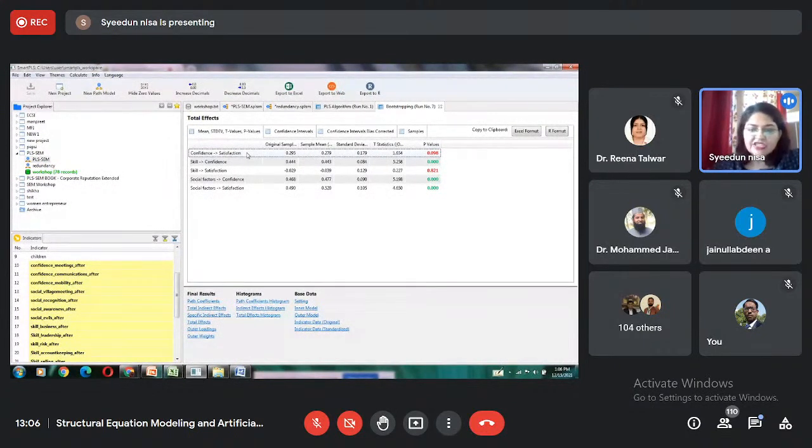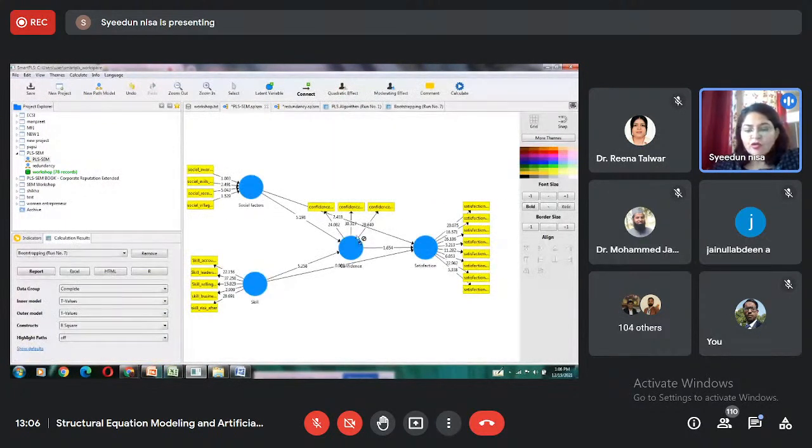So complete mediation is achieved here, which means that skill is only increasing confidence, and confidence is increasing satisfaction. Similarly, social factors are increasing confidence, and confidence is increasing satisfaction. There is no direct relationship. Skill does not have a direct relationship with satisfaction. And social factors also do not have a direct relationship with satisfaction.